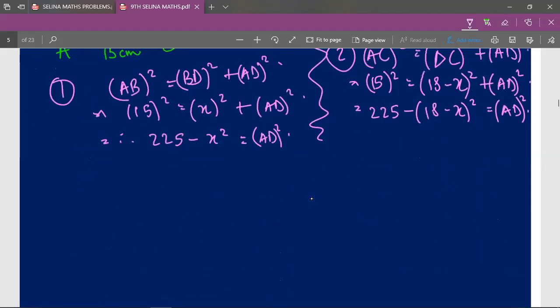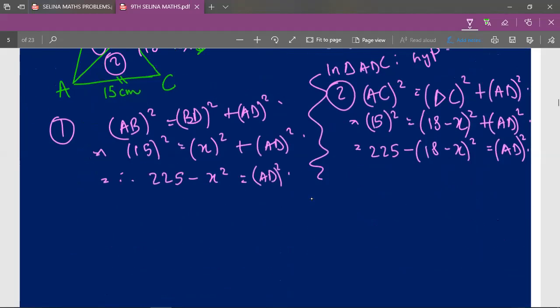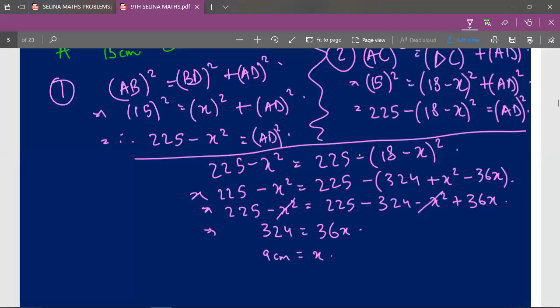So can I say AD whole square is equal to AD whole square, so 225 minus x square is equal to 225 minus 18 minus x whole square. So let's solve this. Okay. So AD whole square is equal to AD whole square. Therefore 225 minus x whole square is equal to 225 minus 18 minus x whole square. So 225 minus x whole square, leave it as it is.